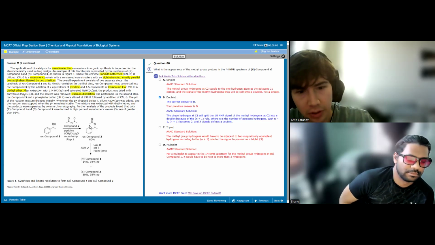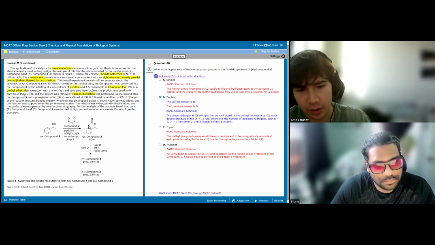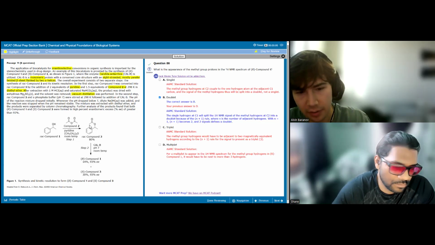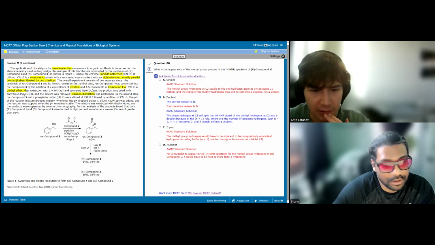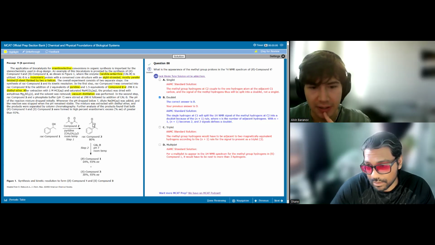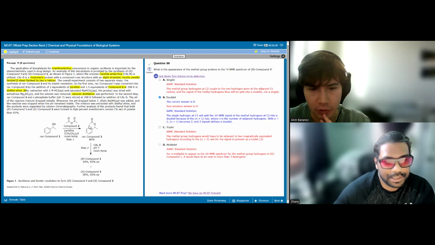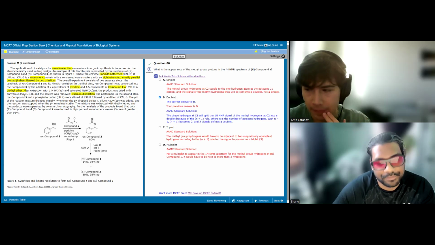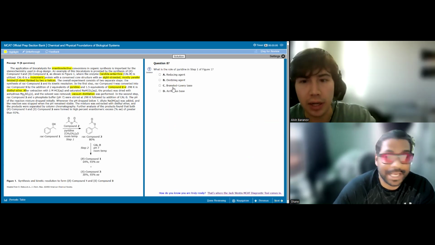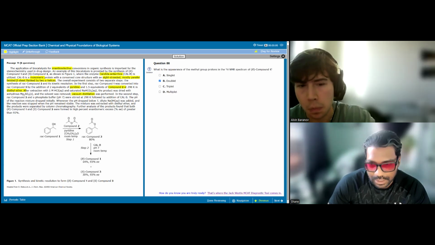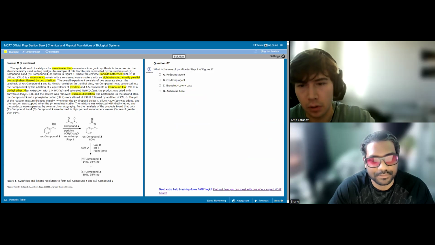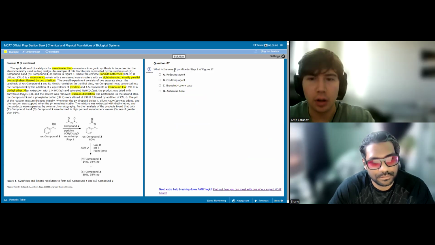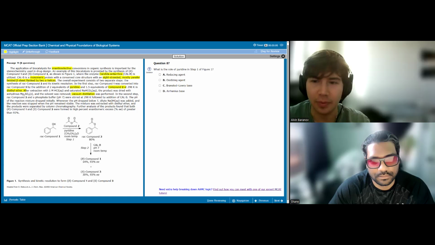Let's say I asked for the H NMR of this methyl. Would it be a singlet, because there's no hydrogens next to it? Correct. So one singlet, meaning n is zero and n plus one is a singlet. Okay. What is the role of pyridine in step one of figure one?